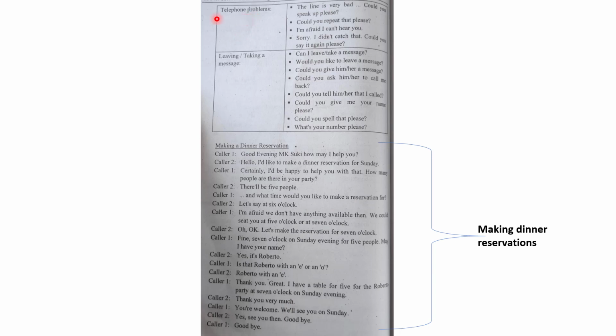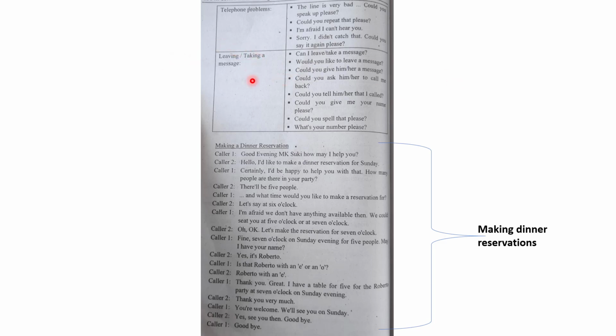Or if you are dealing with some telephone problems, you can say something like, the line's very bad. Speak up? Could you speak up, please? You want them to speak louder. Or something like, could you repeat that, please? Or you can say something like, I'm afraid I can't hear you. Or something like, sorry, I didn't catch that. Could you say it again, please? Or something like, pardon, please, or anything which needs to be polite and relaying the exact information, and it also needs to be brief as well.